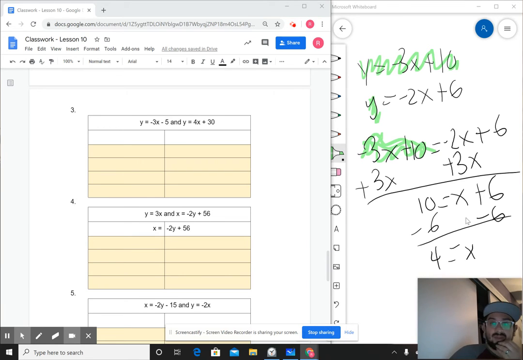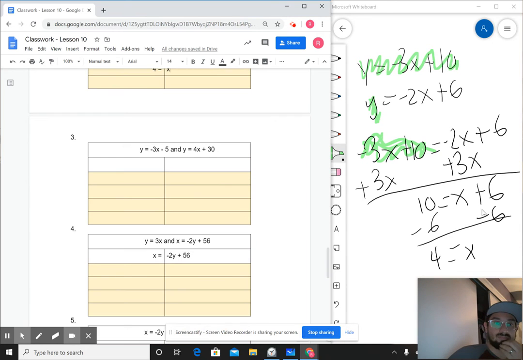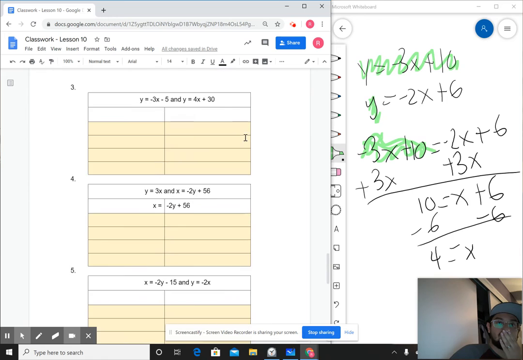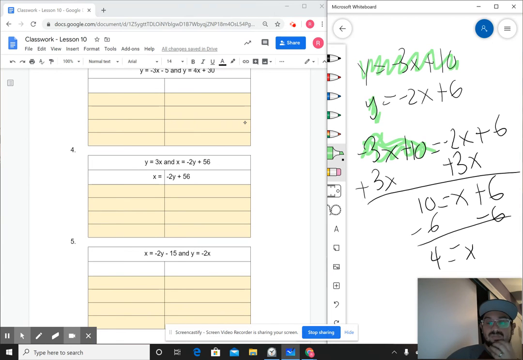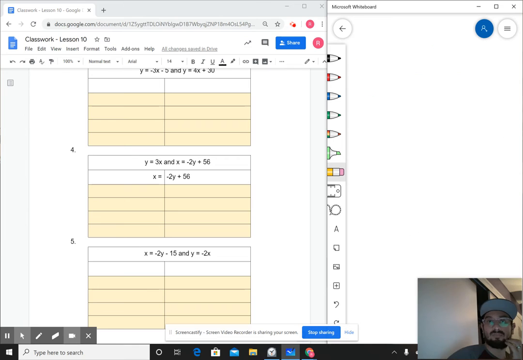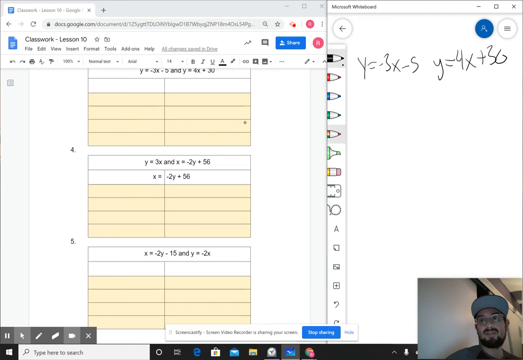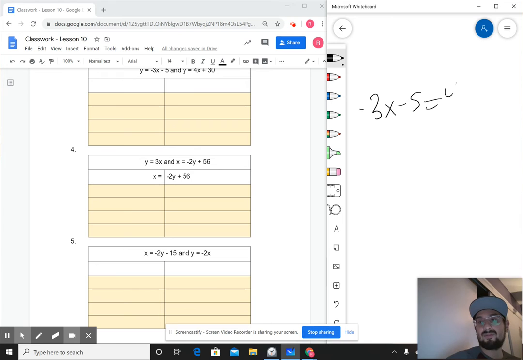Okay. So now let's do the next one. So this one we have y equals negative 3x minus 5, and y equals 4x plus 30. So I'm going to take this y and plug it into that y. So negative 3x minus 5 is equal to 4x plus 30.